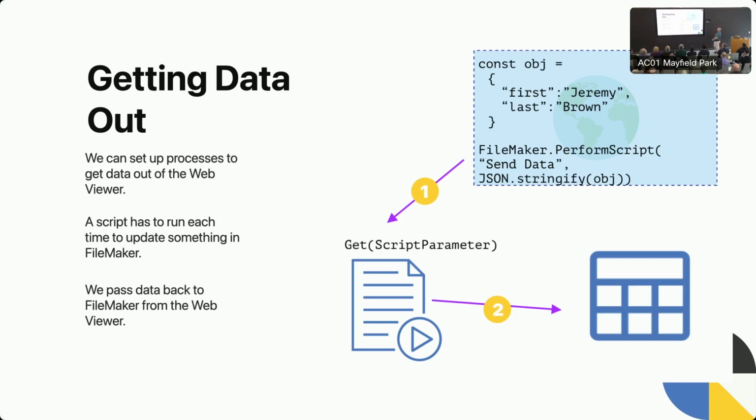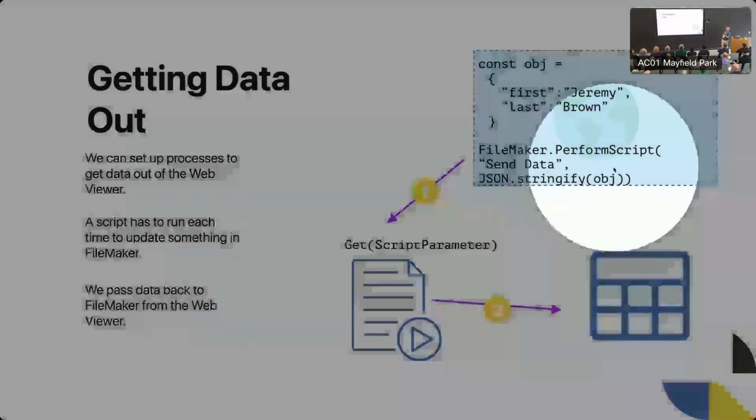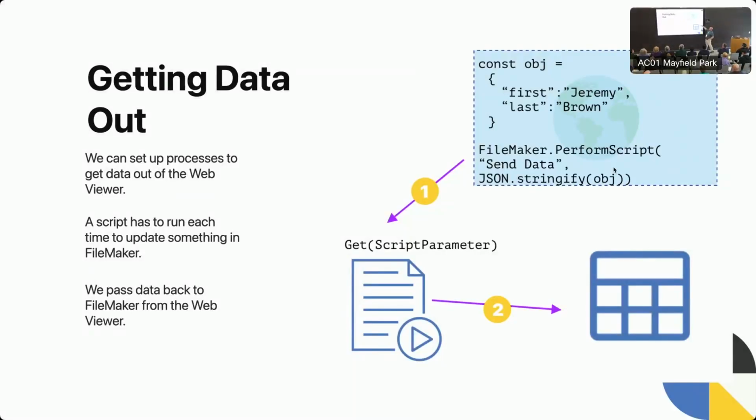The data that comes back from the web viewer gets captured as a script parameter, and then we can pass it into the table. Right there in this box here, I'm performing this script. This is the FileMaker library function that gets injected into the web viewer. I'm asking it to run a script called sendData, and I'm sending back this object that has been stringified inside of the JavaScript.